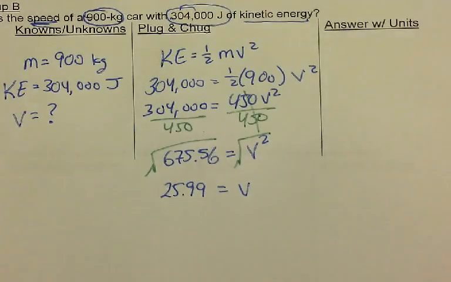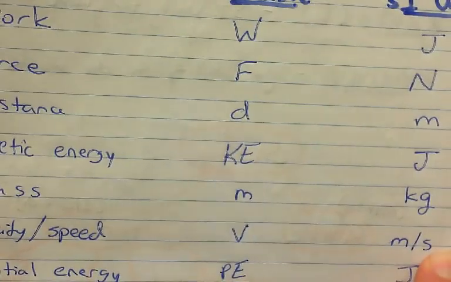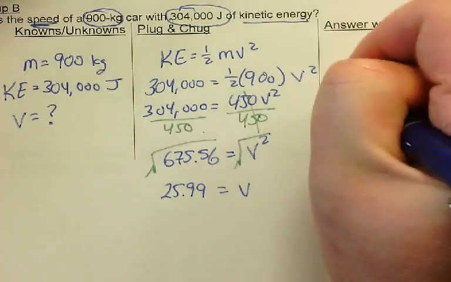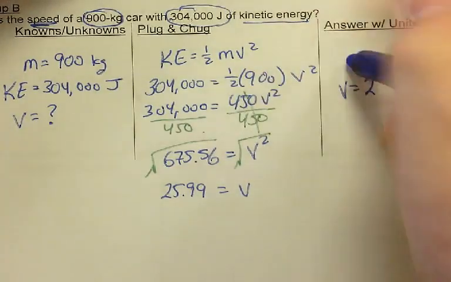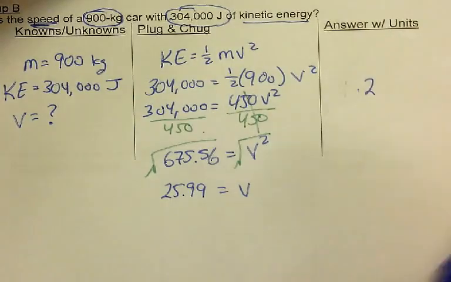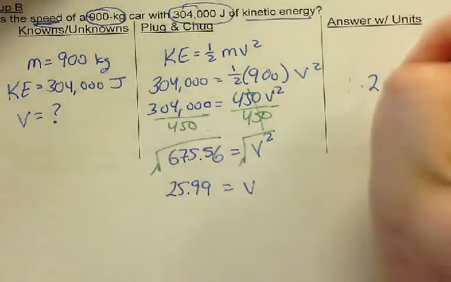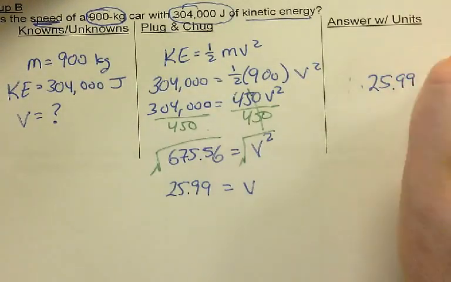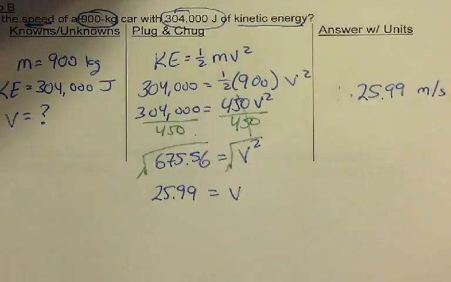Now to finish it up, we need to put an answer with units. So this is the velocity. The units for velocity are meters per second. So my velocity is, I guess it is, 25.99, and my units are meters per second.